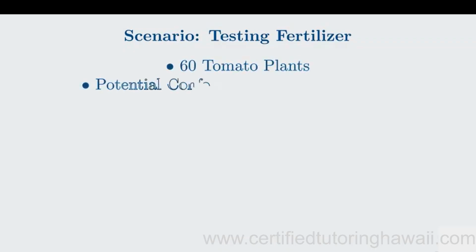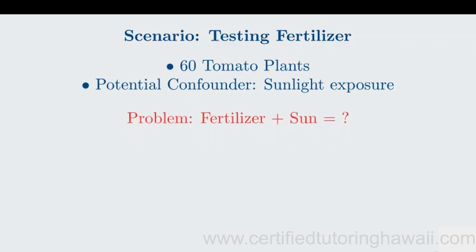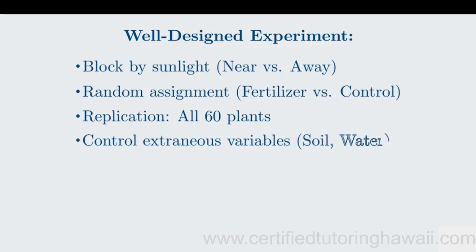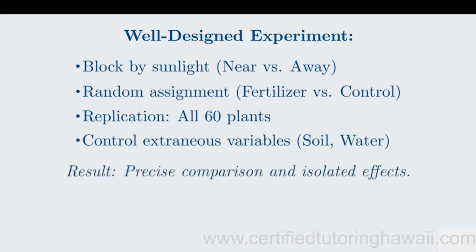However, there is a potential confounder: sunlight exposure. If the researcher just puts the fertilizer on the 10 plants closest to the window, the results are confounded. Was it the fertilizer or the extra sun? To fix this, a well-designed experiment would, first, block by sunlight; second, randomly assign fertilizer or a water control group within each block; third, use all 60 plants for replication; and finally, control variables like water and soil type for everyone. By blocking, the researcher accounts for the sunlight variable.